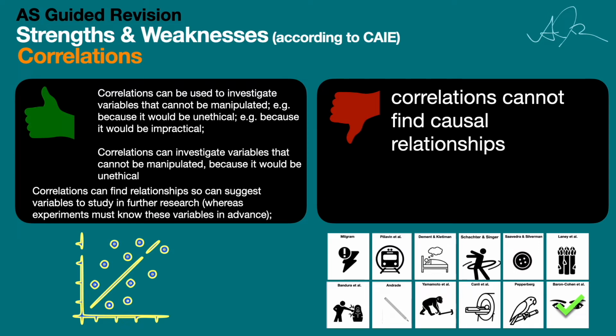Correlations can be used to investigate variables that cannot be manipulated. Maybe it would be unethical to manipulate those variables. So people who are in poverty are more likely to do poorly at school, or something. You're not going to purposely put somebody in poverty or make them poor. Correlations can find relationships, and this could help us plan for future investigations. So maybe one other way of thinking about that is, if you're interested in something, see if something correlational exists, and then think about doing an experimental design.